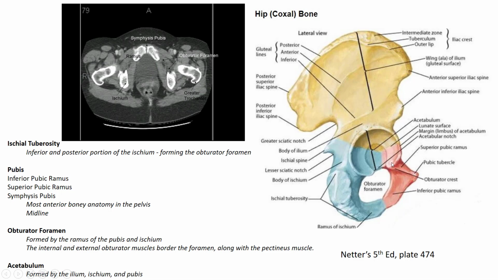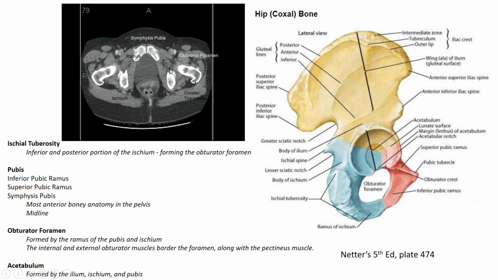The pubic, you've got pubis bone, you've got the superior pubic ramus and the inferior pubic ramus, and the pubic tubercle is actually the most anterior portion of the pelvis. The pubic bone and the ischium come together to form the obturator foramen, and there are a lot of little muscles here.